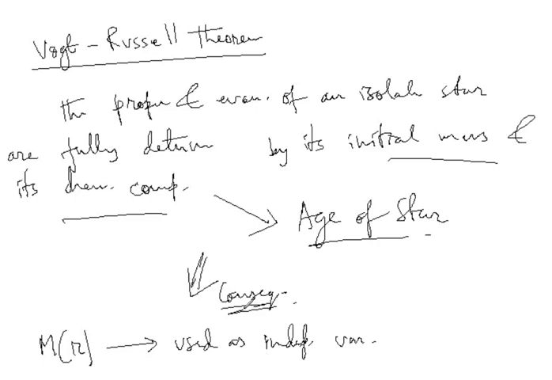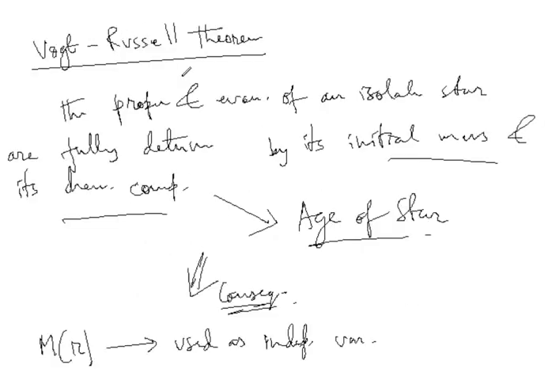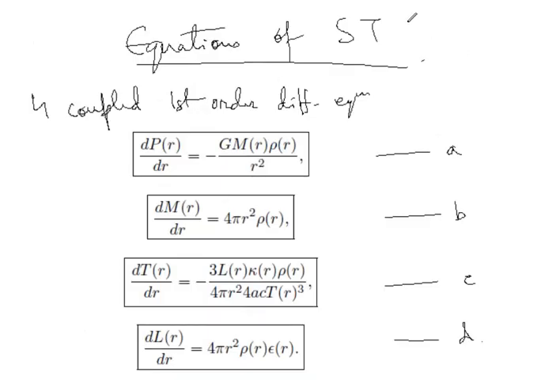Okay. So we have talked about the equations of stellar structure together. For the first time we have talked about them, and then we discussed the uniqueness of the solutions, which is related to the Vogt-Russell theorem. Fine. Now let us talk about how to solve these equations.